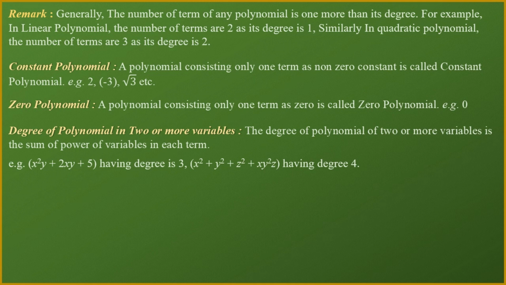For example, look at the second example: x square plus y square plus z square plus x into y square z. Observe the first three terms. All three terms have a single variable, so they have the power 2 everywhere. But the last term, you observe, we have three different variables. The power of x is here 1, the power of y is here 2, and the power of z is again 1. So 1 plus 2 plus 1 becomes 4, and that would be the highest power in all four terms. So we can say that this will be the degree of the polynomial.